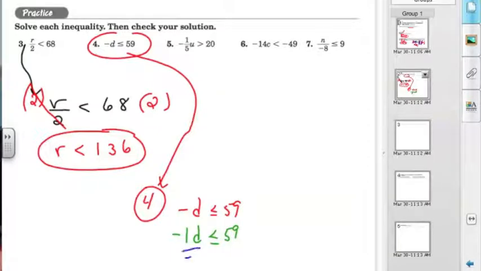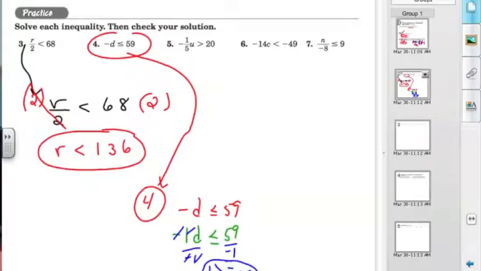Well, you divide by negative 1, divide by negative 1. The problem is we divided by that negative 1. It all went away, but we have to flip that inequality sign. All right, so 59 divided by 1 is 59. And we have the opposite of positive is negative. There's your answer right there.